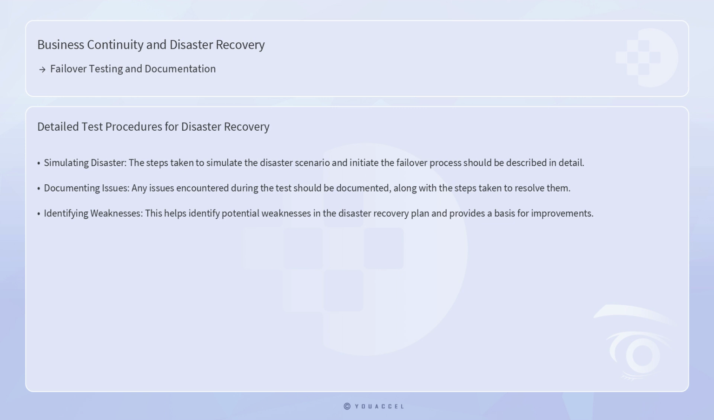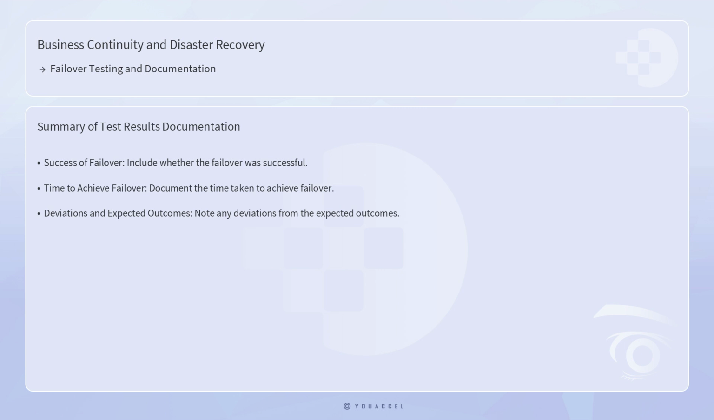The test procedures should be described in detail, including the steps taken to simulate the disaster scenario and initiate the failover process. Any issues encountered during the test should be documented, along with the steps taken to resolve them. This helps identify potential weaknesses in the disaster recovery plan and provides a basis for improvements. Finally, the documentation should include a summary of the test results, including whether the failover was successful, the time taken to achieve failover, and any deviations from the expected outcomes. This information is crucial for evaluating the effectiveness of the disaster recovery plan and making necessary adjustments.